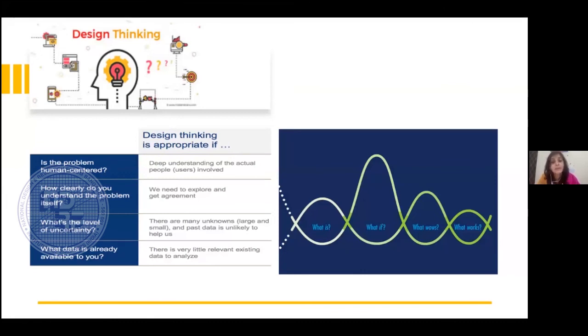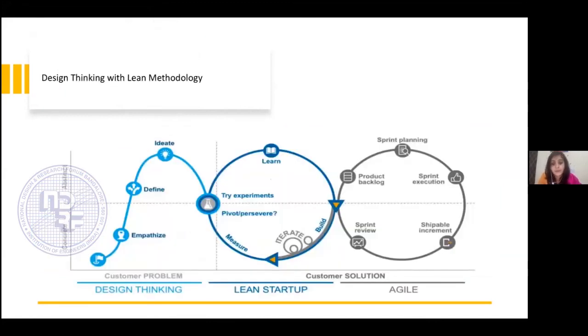Has it met the desire of the customer? Okay, the desire of the customer. Now here is a slide which is actually showing you a combination of design thinking and lean.